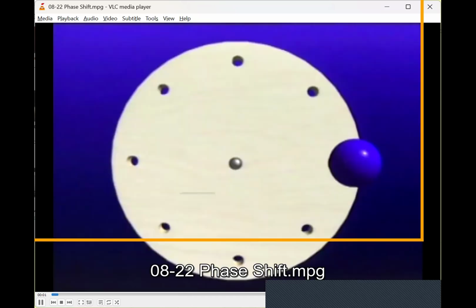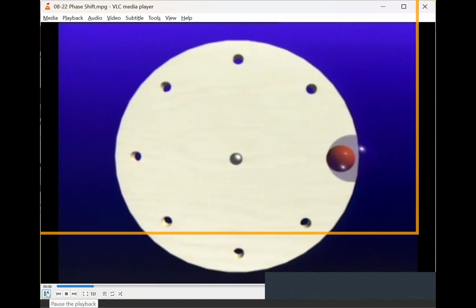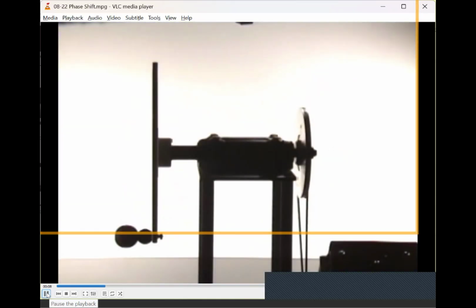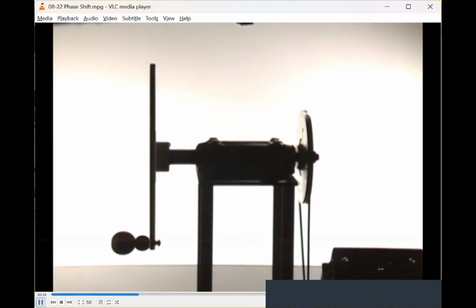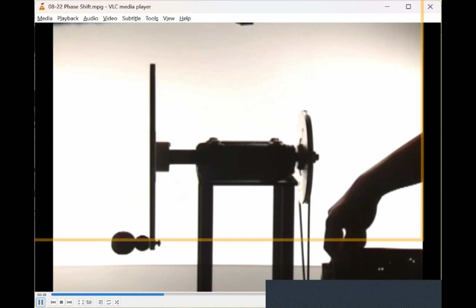And phase shift. Let me tell you the story in a moment. Two spheres on the edge of a disk rotate with the same period. We'll backlight the spheres so that their motion appears one-dimensional and simulates simple harmonic motion. We can change the relative phase of the spheres by moving them to different parts of the disk.